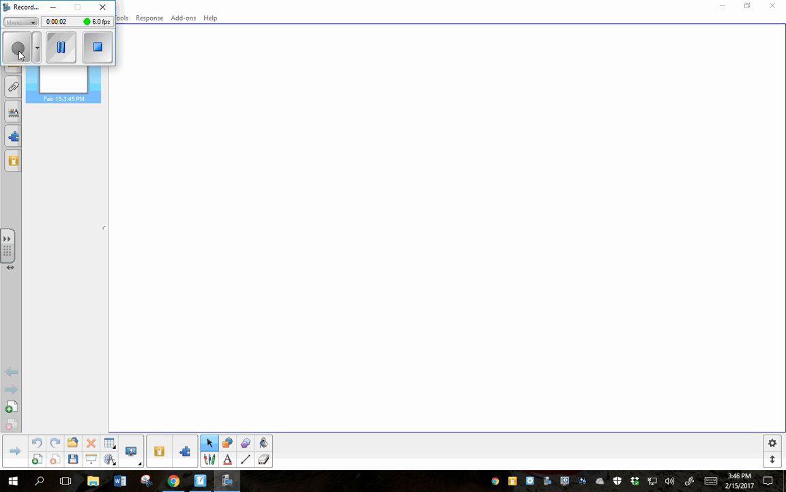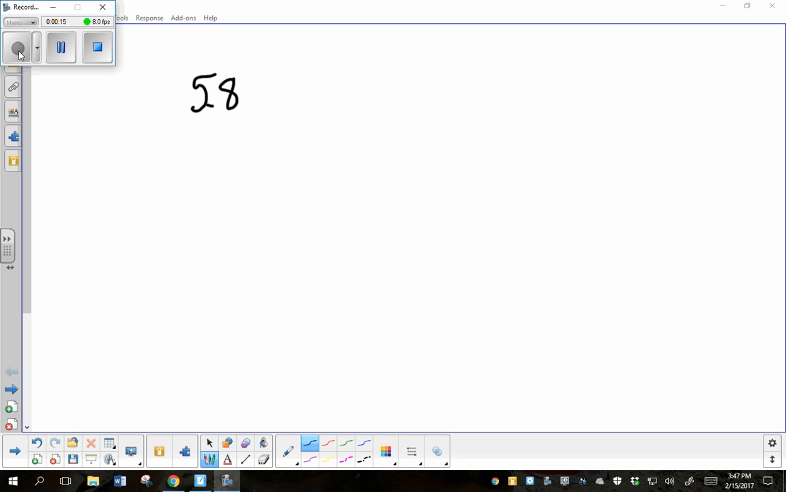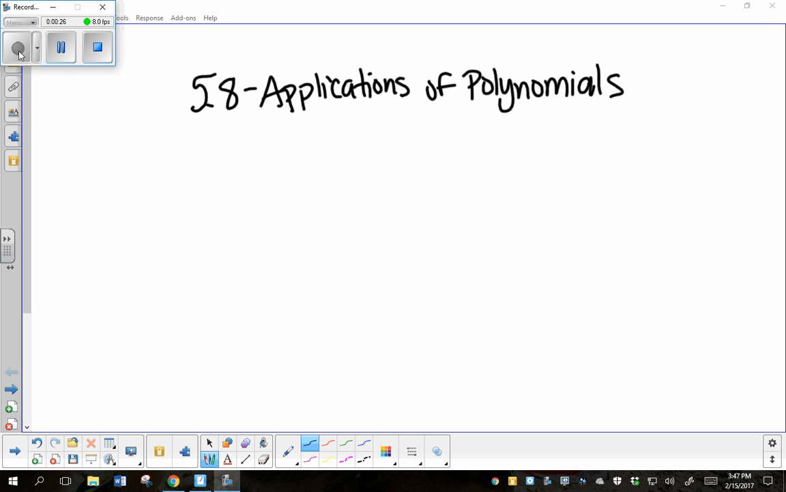These are the notes for section 5.8. There's only going to be one set of notes for these. It is on applications of polynomial functions. I'll just write applications of polynomials.